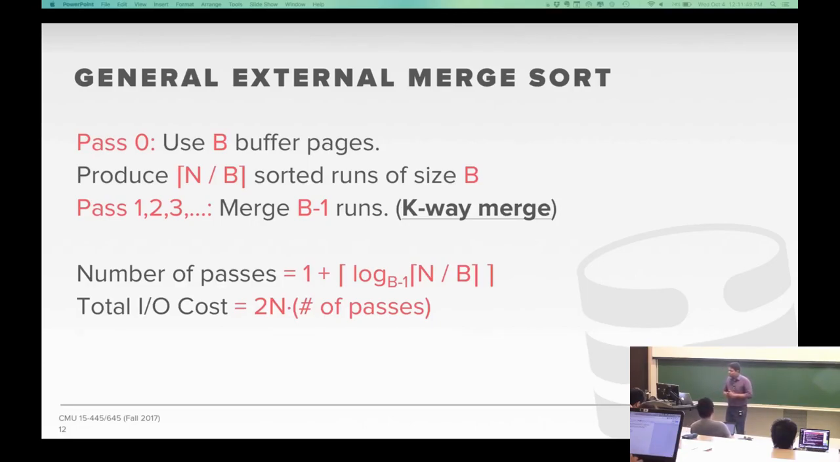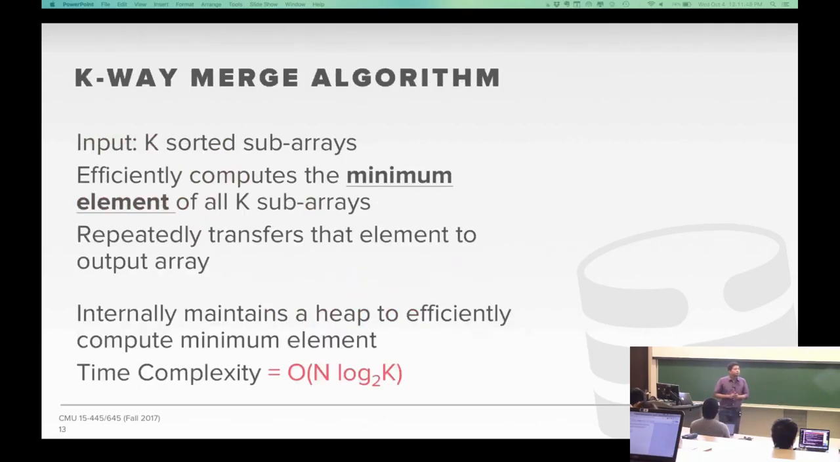Cool. Let's move forward. I mentioned briefly that we make use of a k-way merge subroutine in the general external merge sort algorithm. What exactly does this subroutine do? It basically merges a set of k runs. So the input to this algorithm is k sorted subarrays, and we want to merge them all into a single sorted array. So what do we need to do? We need to efficiently compute the minimum element of all these k subarrays, so that at any point in time, we find the minimum and output this element to the output array, and you keep doing this, and you end up with a sorted array.